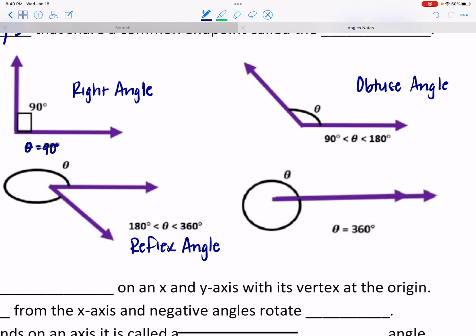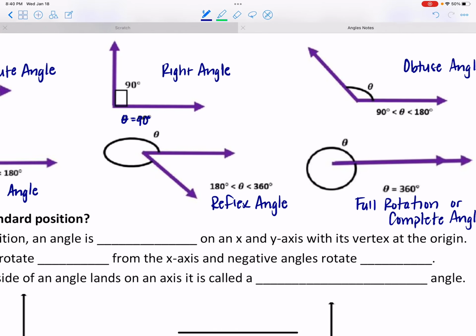And then when we go a full rotation, 360 degrees, that's probably something we're familiar with. You know, if we do a 360 in some sporting event, you've gone a full circle. So we're going to call this either a full rotation or a complete angle. Okay, so just basic terminology there. Again, hopefully some of those you're familiar with.